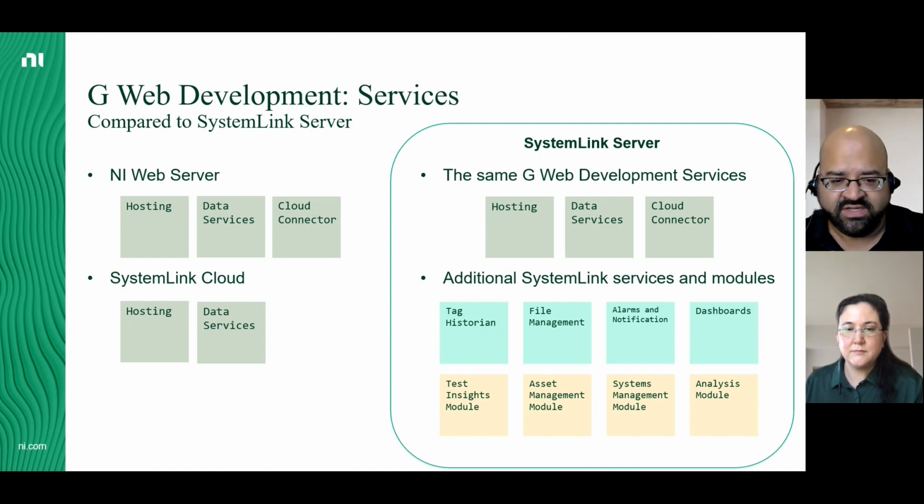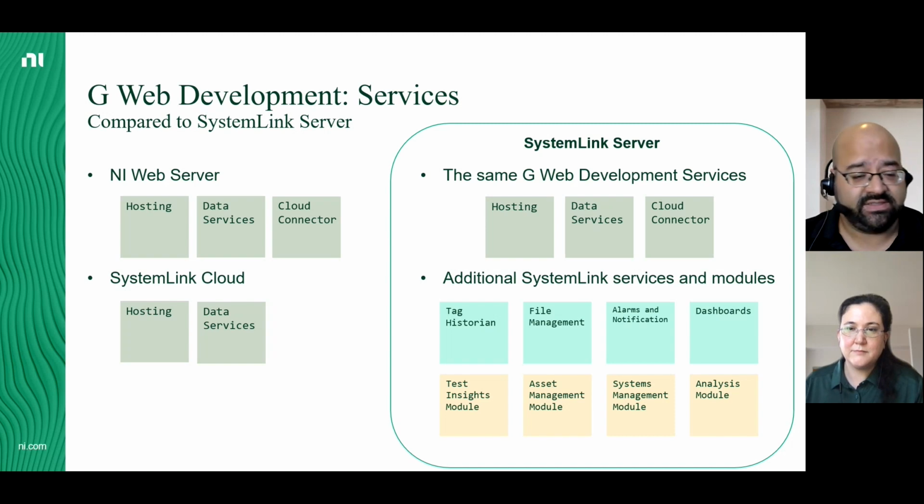Whenever people talk about the hosting and the data services, which are the tag service and the message service, the name of them always says the SystemLink tag service, the SystemLink message service. Does that mean I need to buy SystemLink in order to use these services? So that's one thing I want to clear up here.